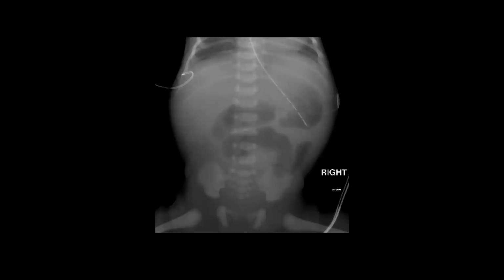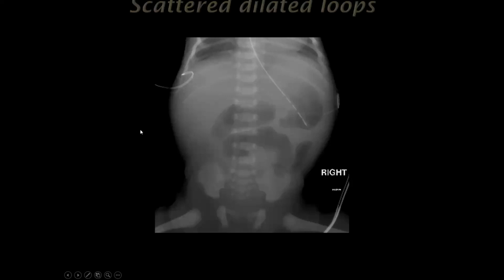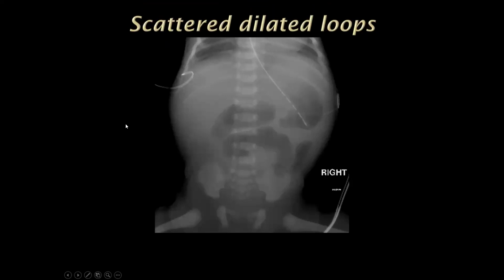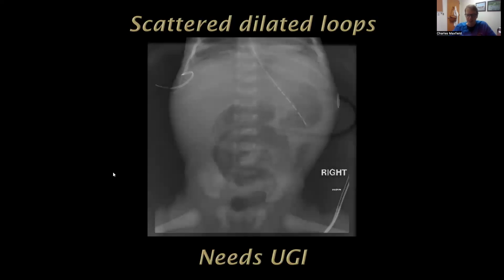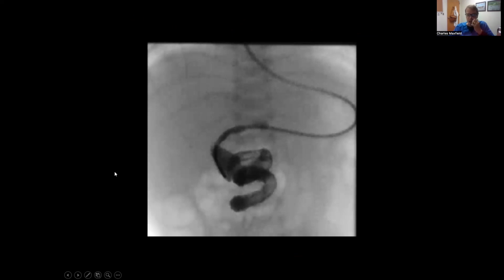Okay, I'm pretty sure this is the last case. And which of the 8 X-ray patterns is this one? Well, notice we have like 4 kind of featureless bowel loops. They're kind of scattered throughout the belly, right? This is that scattered dilated bowel loop pattern, which I've already told you is worrisome, right? It's a bad pattern. I'm worried about malrotation and midgut volvulus here. So the next step is an upper GI, and here's the upper GI.